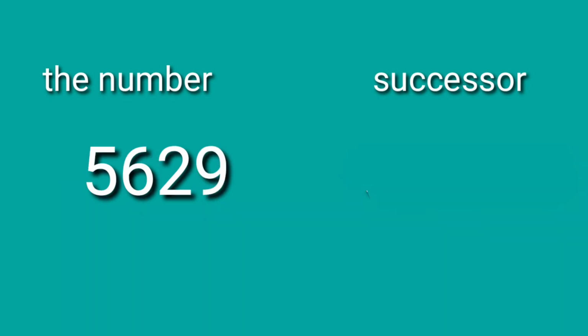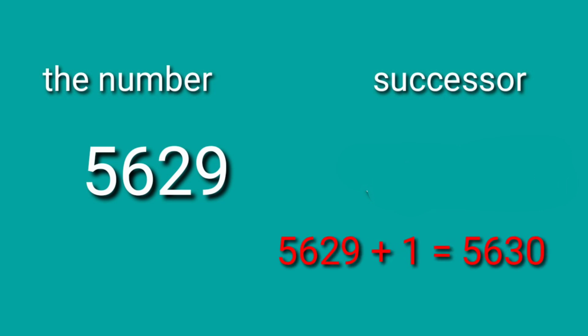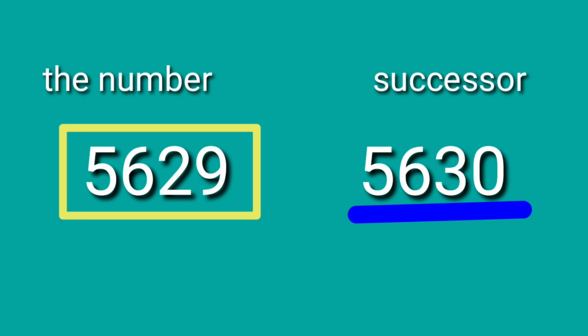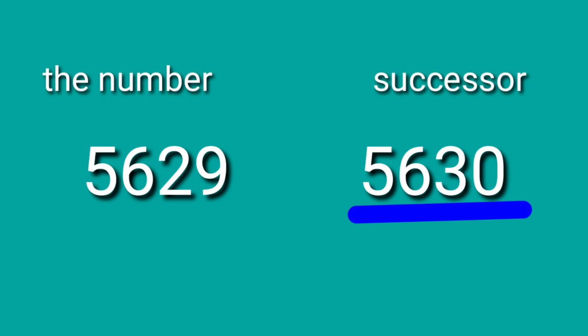Let us try one more example. This is the number 5629. If we add 1 to this number, we get the next number. Yes, 5630. 5630 comes just after 5629. That means 5630 is the successor of 5629.